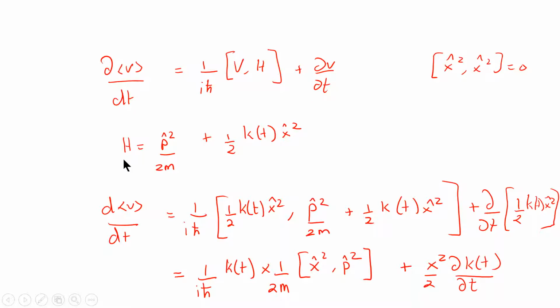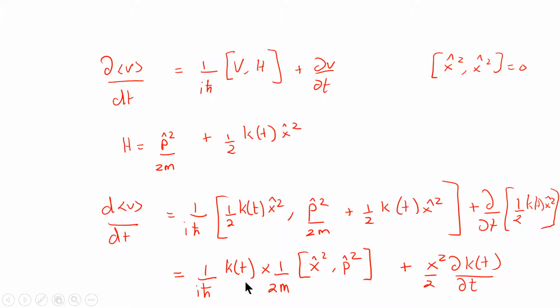Now the Hamiltonian is nothing but p squared by 2m plus the potential term, half k(t) x squared, where k is a time-dependent parameter. Now p and x both are operators, that's why they have these hats. So now let's substitute this Hamiltonian in this equation and the value of V. V is nothing but half k x squared, so that is substituted here, and the Hamiltonian is substituted here.